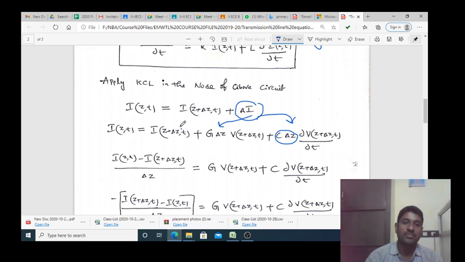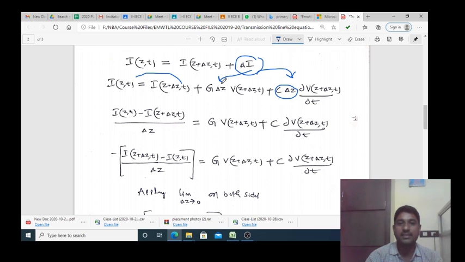Now, taking this I term to the left side, you will get I of z comma t minus I of z plus del z comma t, and again divide the above equation by del z on both sides. You will get like this. Here del z and del z will be cancelled because we have divided the equation by del z on both sides. That's why on the right side there is no del z term, because it is cancelled here.